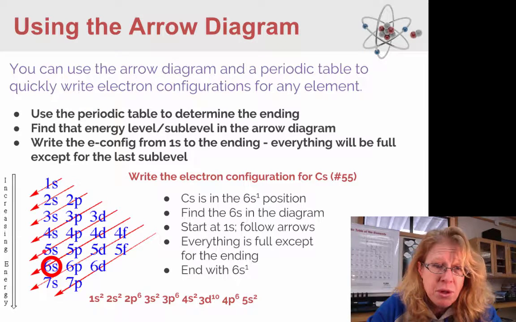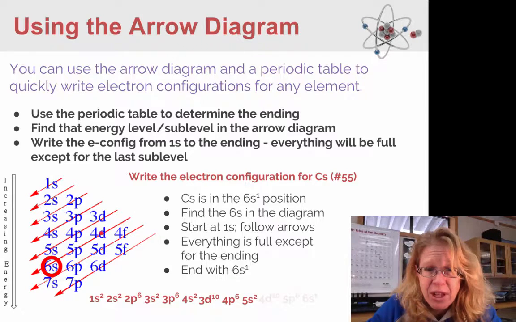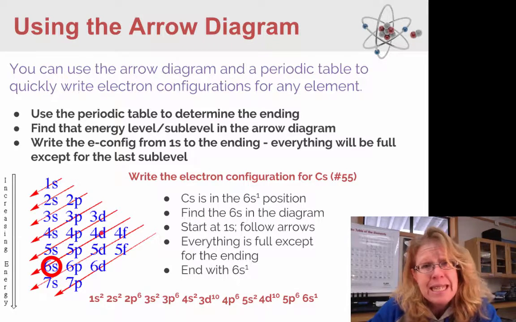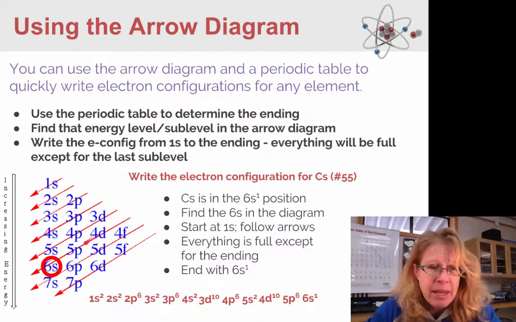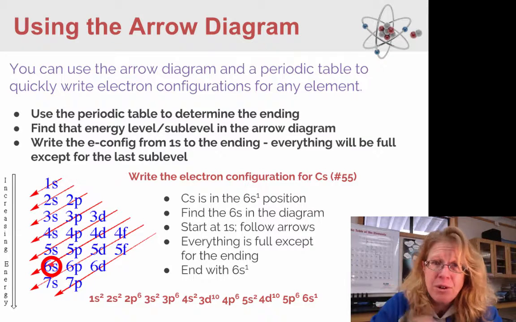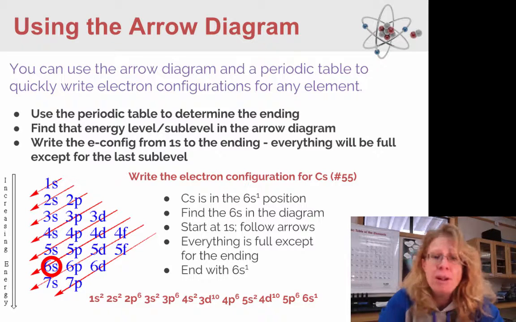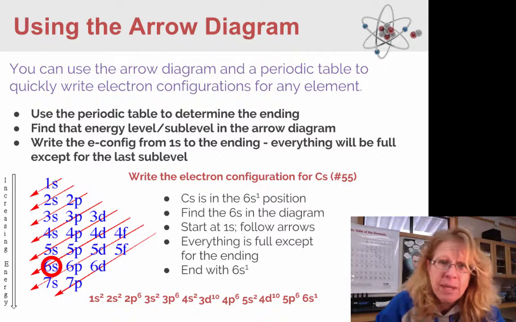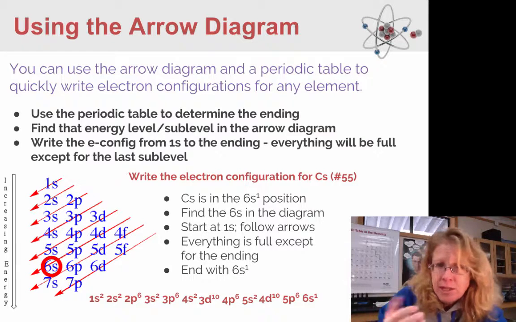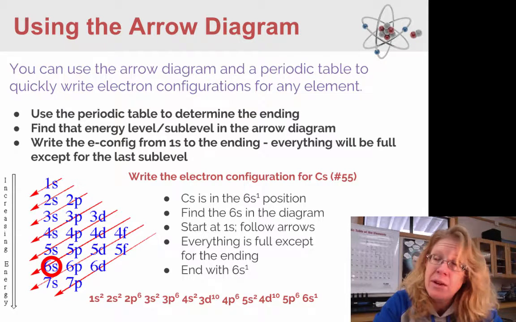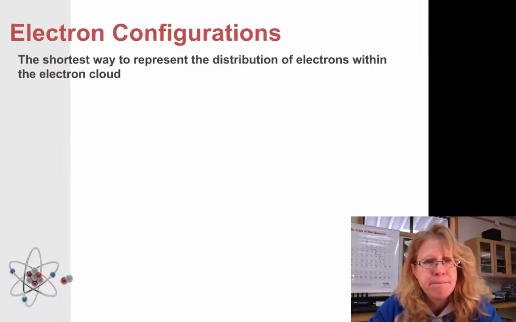So I'm at the bottom of this row. Now I pop up to the top of the next row, which means that 4d is going to fill up next. There it is, 4d10, 5p6, and then I'm going to end it with my address, which is 6p1. So that's a faster way to write that out rather than starting at the beginning and trying to keep track of how many arrows you have and did you get up to 55. So a little bit faster to kind of work backwards from the address method and the arrow diagram.